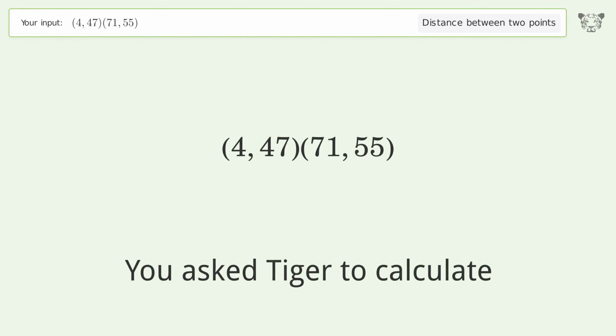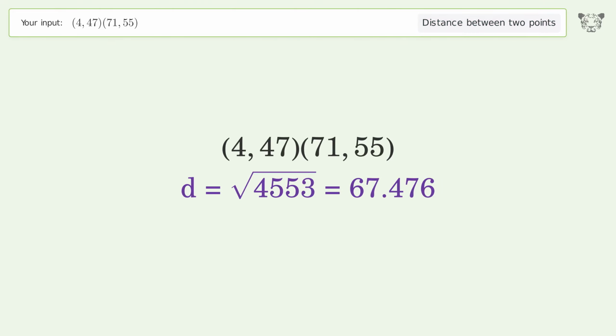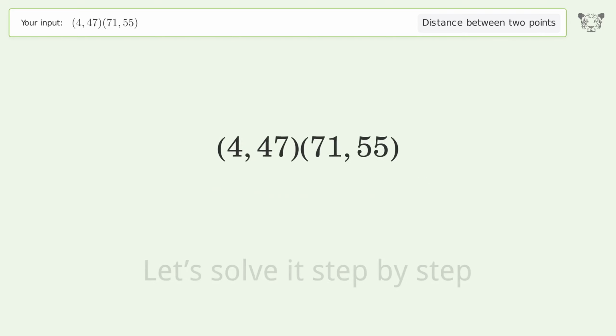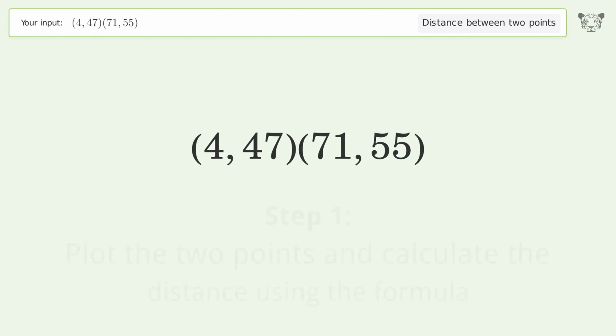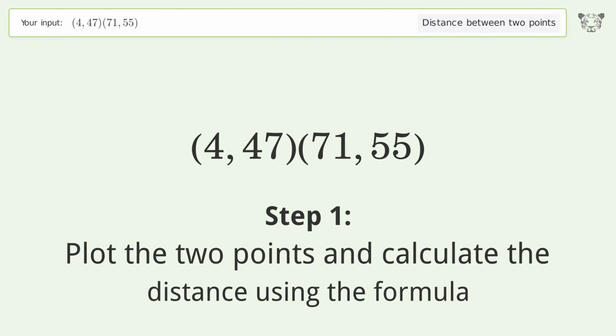You ask Tiger to calculate. This deals with the distance between 2 points. The distance between the 2 points is the square root of 4,553, or 67.476. Let's solve it step by step. Plot the 2 points and calculate the distance using the formula.